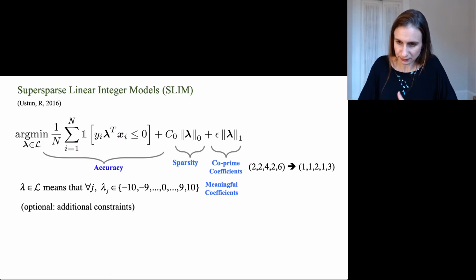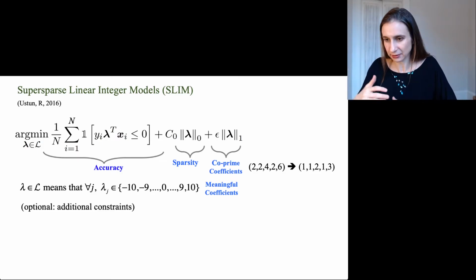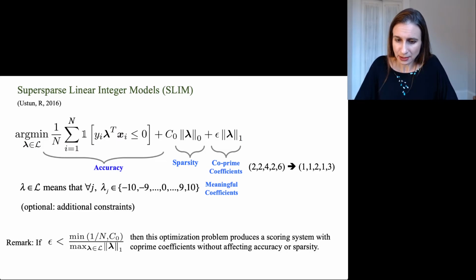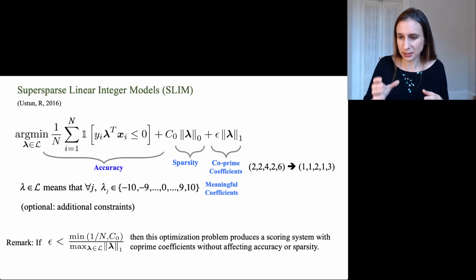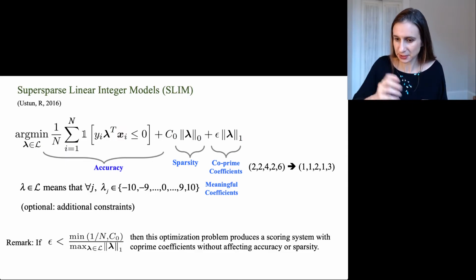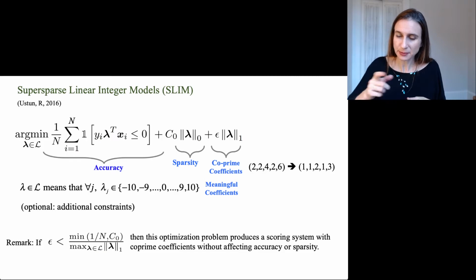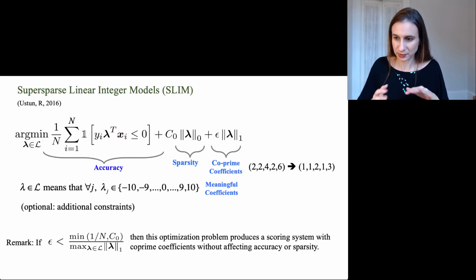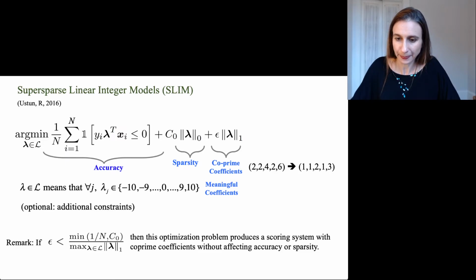And you can add additional constraints if you want, like the false positive constraints or the fairness constraints. I also want to remark that as long as epsilon is sufficiently small, this optimization problem produces a scoring system with co-prime coefficients. And the co-primeness provably cannot interact with the sparsity or accuracy. You're never going to sacrifice accuracy or sparsity to get co-primeness as long as epsilon is below this particular value.